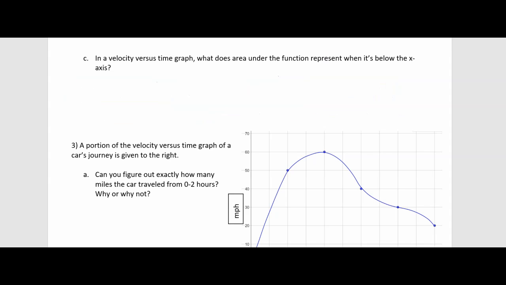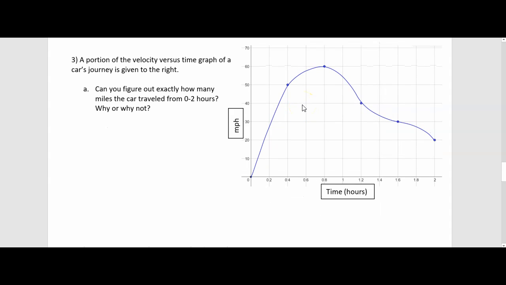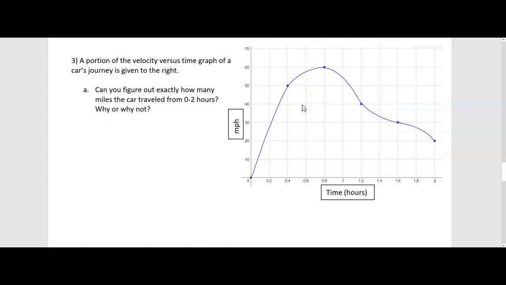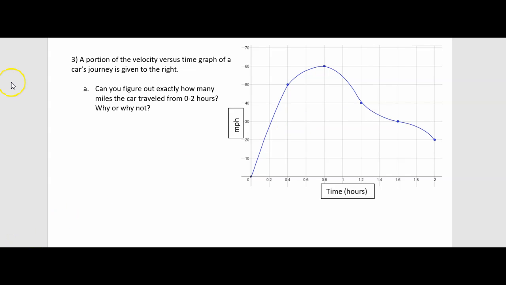Last thing to talk about is this function down here. Again, it's a velocity function, but it looks a little different from the ones above, right? So see if you could figure out the total distance the car travels from 0 to 2 hours. Again, that would just be the area under this function because it's completely above the x-axis. So you don't have to worry about negative areas. Well, this one's much more difficult, right? Because there's a curve rather than segments, which the graph is made up of.